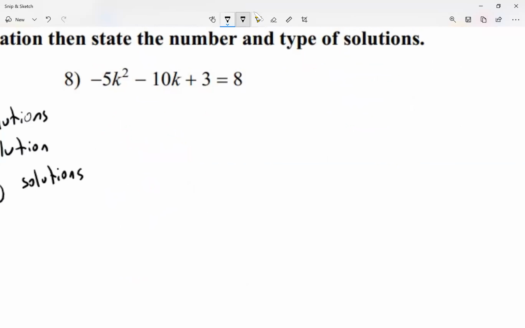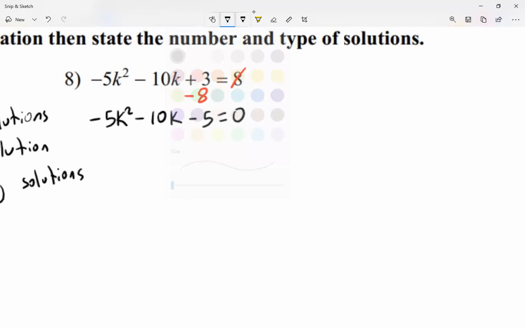Again, I want the right side to be equal to 0. So I'm going to move everything to the left side. This positive 8, I'm going to move it over as a negative 8. Don't forget to combine like terms. So I have negative 5k squared minus 10k minus 5 is equal to 0.